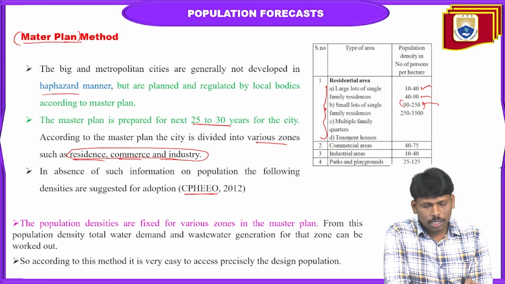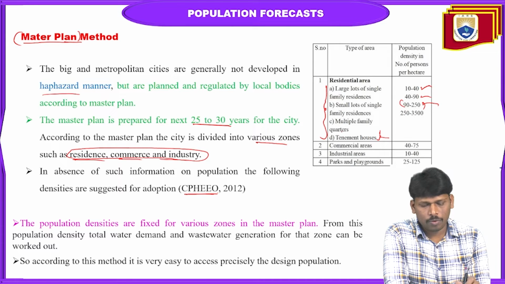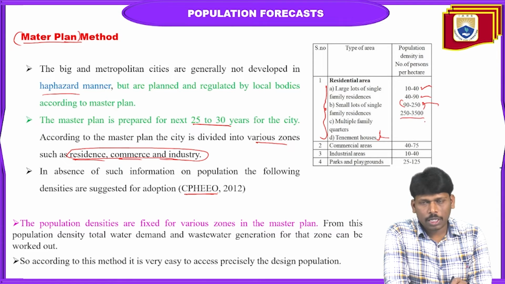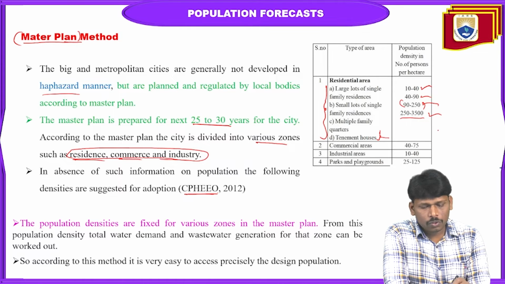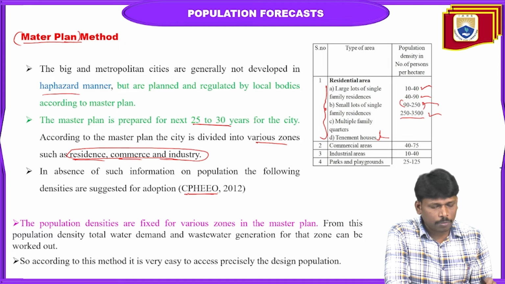If it is tenement houses, like most of these kinds of houses we see in the US, which means nothing but a single room in an entire building, then if you are planning to accommodate the population according to this, while calculating the population it must be 250 to 3500. So we will get this data from this manual.